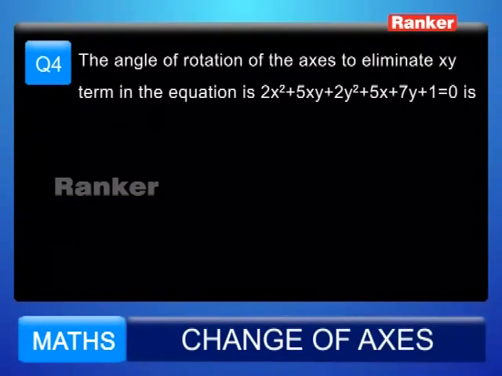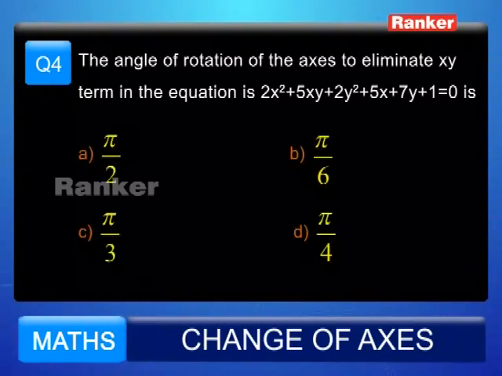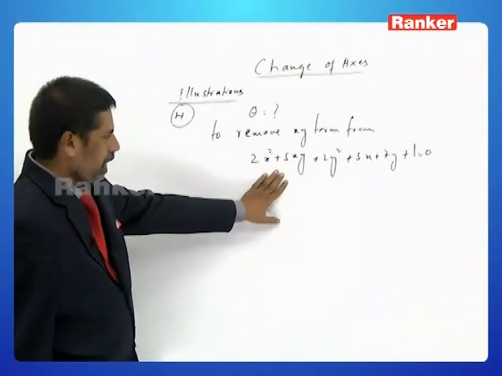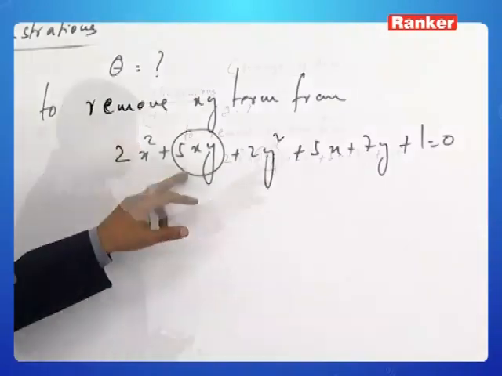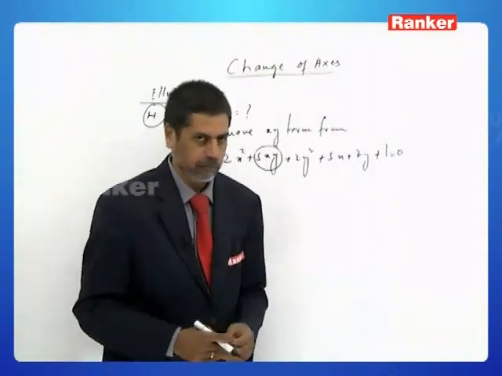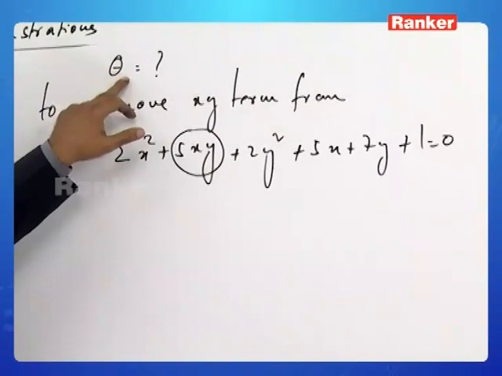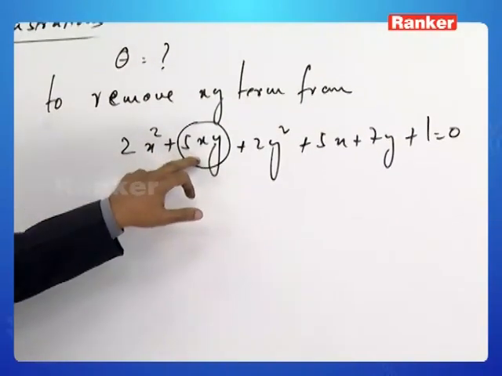Question number 4. The angle of rotation of the axis to eliminate the xy term in the equation 2x square plus 5xy plus 2y squared plus 5x plus 7y plus 1 is equal to 0 is: options pi by 2, pi by 6, pi by 3 and pi by 4. Now we know this is a conic and the requirement is this xy term should vanish. If this term has to vanish, we have to rotate the system. The question is by how many degrees we must rotate in order to remove this xy term.